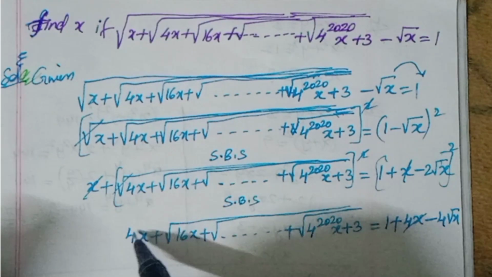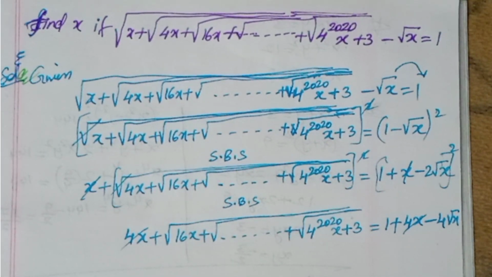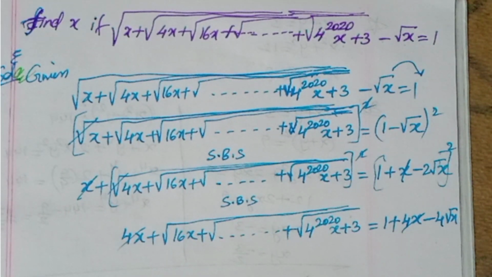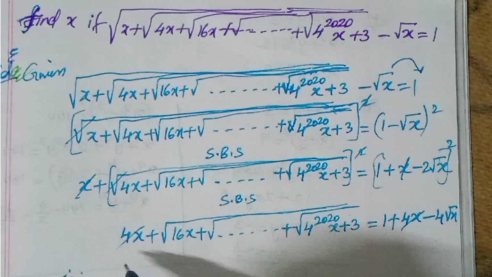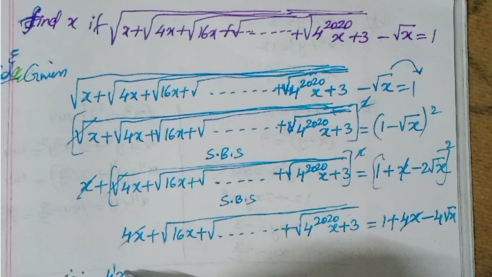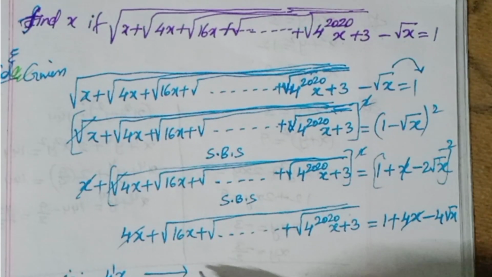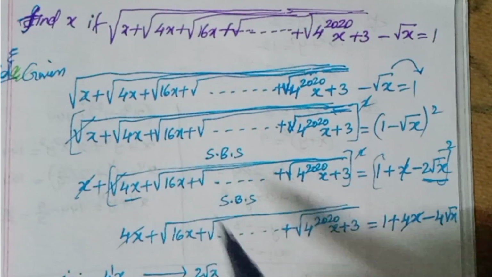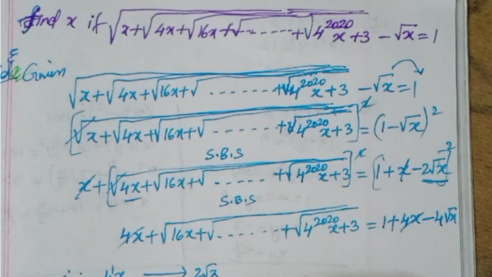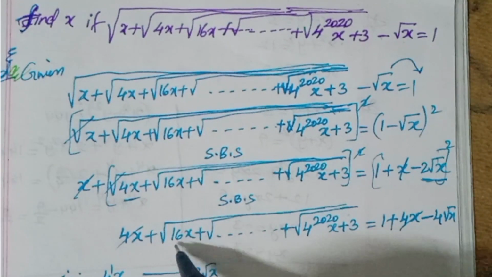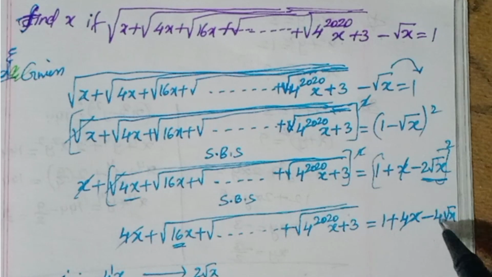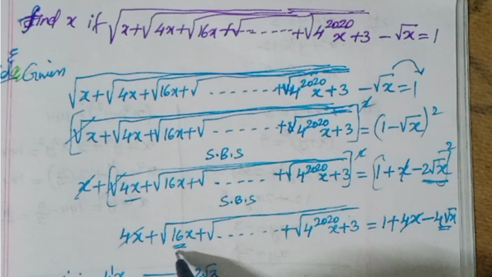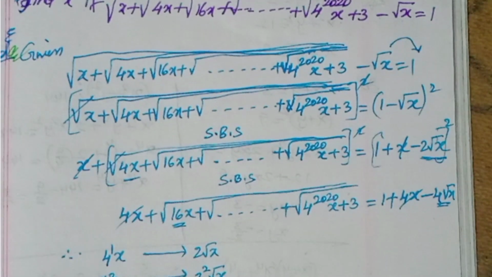Here 4x gets cancelled. In the same way, if you go on doing this, if you write simply, 4 power 1 x, if you square, you get 2 root x. With 4 power n x, you get 4x. Now 4 square x, that is 16x, gives you 4 root x. So if you take 16x, you get 4 root x.